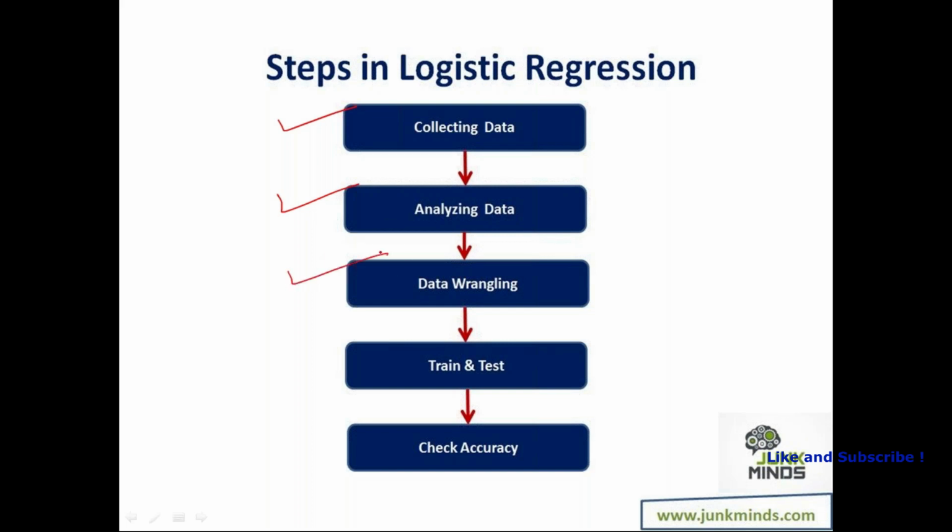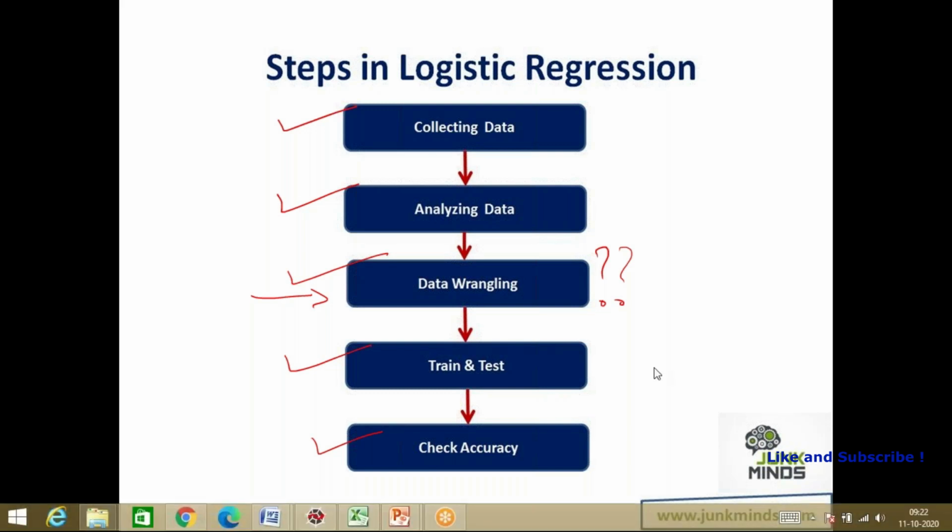Data wrangling will basically talk about how to clean the data, how to get the required data properly. Now, this is something which is extremely important. See, as a data science professional, or as a data analyst professional, you should be really good at the process of data wrangling. We'll see this in a lot of detail today. Then you have training and testing of data, and finally you have to predict the accuracy of the model. So there are 5 steps: collecting the data, analyzing the data, wrangling, train and test, and check accuracy. These are the 5 steps.